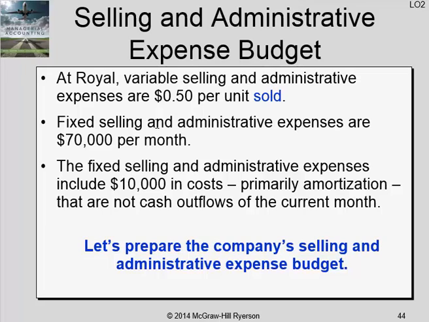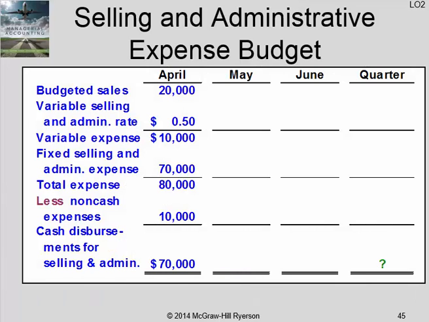And here, this is what's interesting about this, and you'll get the same when you look at overhead, is you can break this down by its behavior, right? So in this case, we have a variable component. Maybe this is like a commission that goes to the salespeople, and a fixed component. And so as we calculate this, we have to bear that in mind. So we can look at budgeted sales, the variable component, and then the fixed component, add them together.